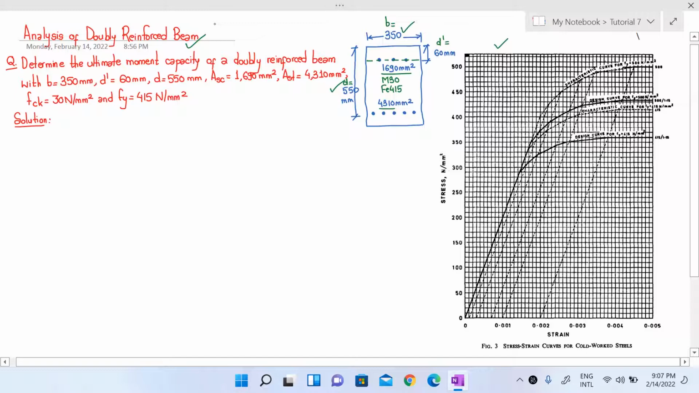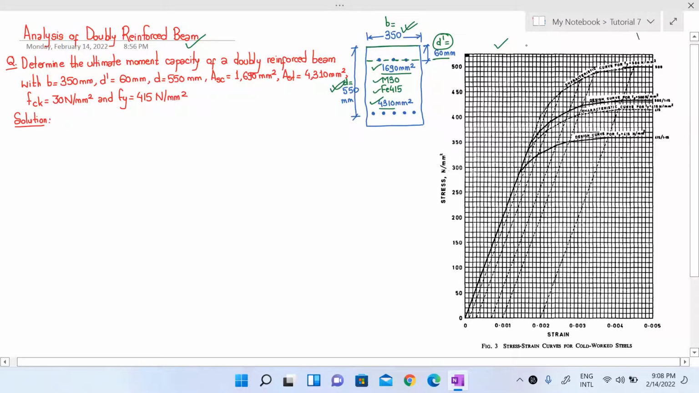Here we are given a beam with cross-sectional dimensions: the width equal to 350 mm and the effective depth equal to 550 mm. The grade of concrete of this beam is M30 and the grade of steel is Fe415. The area of compression reinforcement is 1690 mm squared and the area of tensile reinforcement is 4310 mm squared. And finally, the distance from the extreme compression fiber to the centroid of our compression reinforcement, that is d dash, is given as 60 mm.